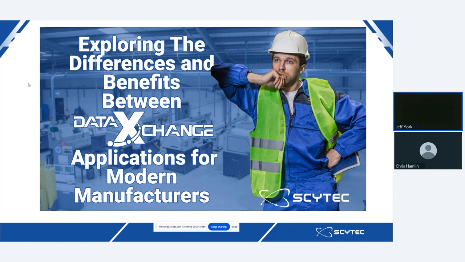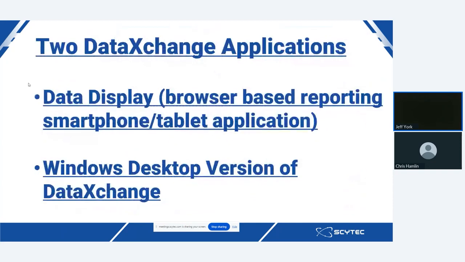The topic for this morning's webinar is going to be exploring the differences and benefits between Data Exchange applications for modern manufacturers. So, there are two Data Exchange applications. The first being Data Display, which is a browser-based reporting tool that can be viewed on smartphones, tablets, as well as PCs. And then the Windows desktop version of Data Exchange, which can only be viewed on PCs.